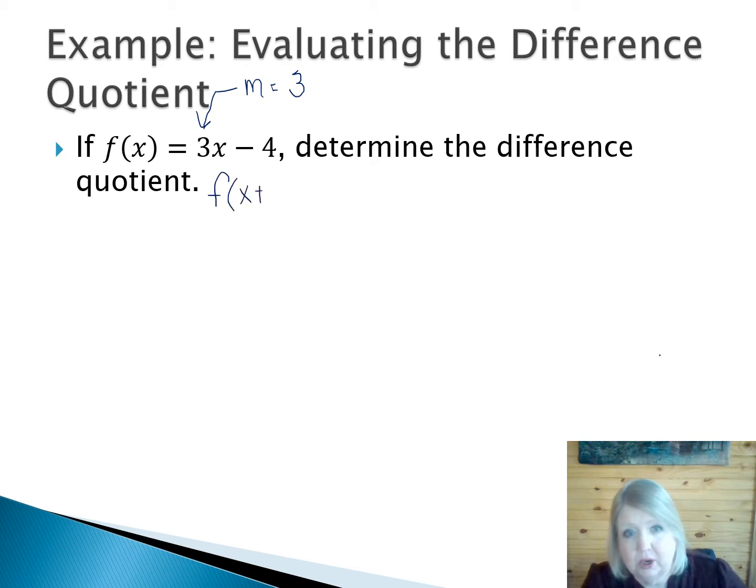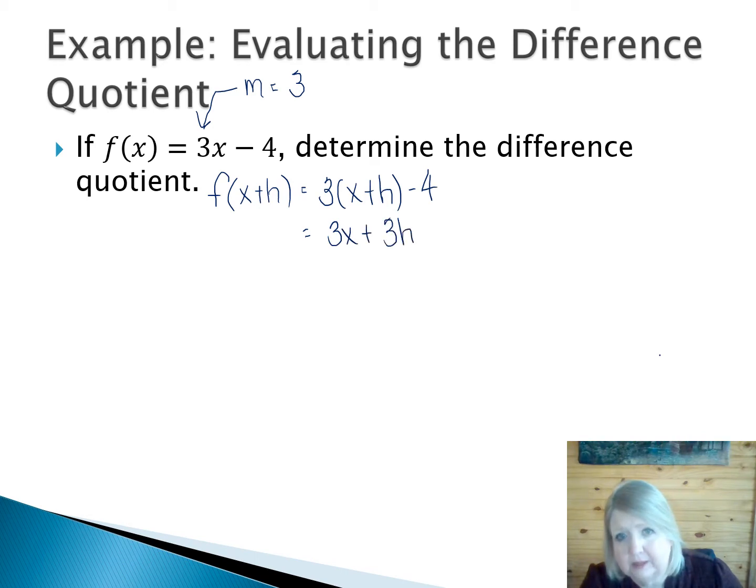So I'm going to start off with the first part of that difference quotient, which was just f of x plus h. To do that, I'm going to substitute x plus h for x in my original function. Then I'm going to simplify by distributing the 3 through. And then I'm going to look for like terms, but I'm not going to find any. By the way, that happens a lot in this.